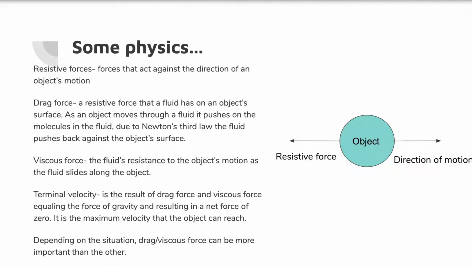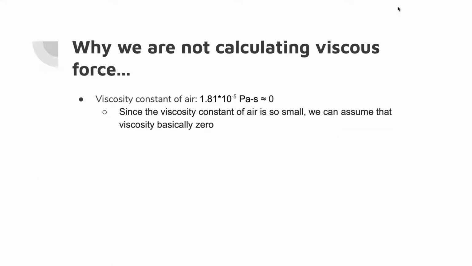Terminal velocity is a term that refers to the result of drag force and viscous force equaling the force of gravity, resulting in a net force of 0. It is the maximum velocity that an object falling or moving can reach. Depending on the situation, drag or viscous force can be more important than the other. So we decided not to put the viscous force in our calculations because the viscous constant of air is so close to 0. It comes out to 1.81 times 10 to the negative fifth. So we just decided not to include that in our equation because it's basically irrelevant.